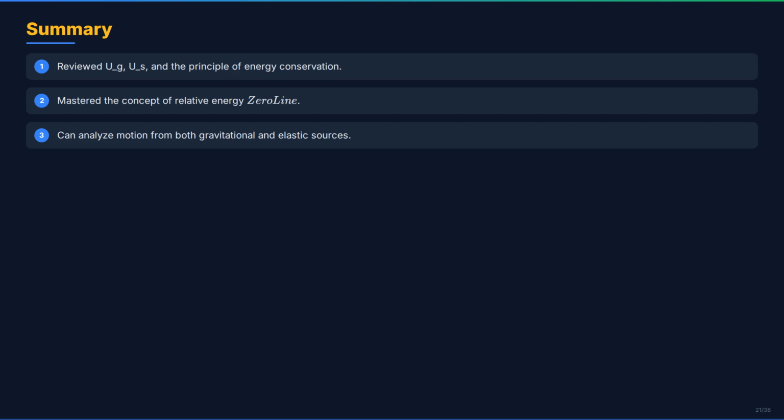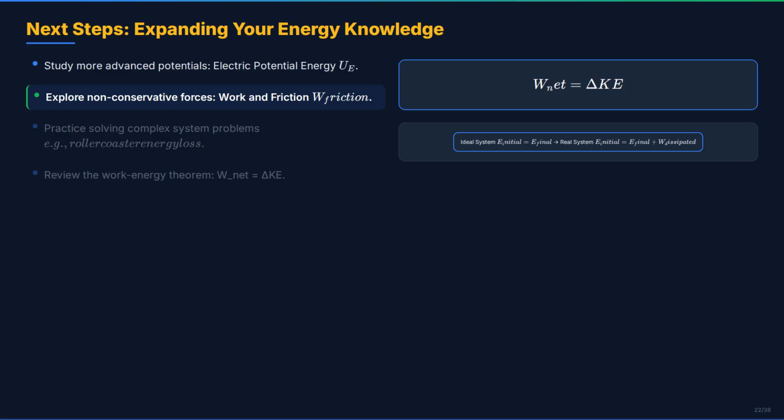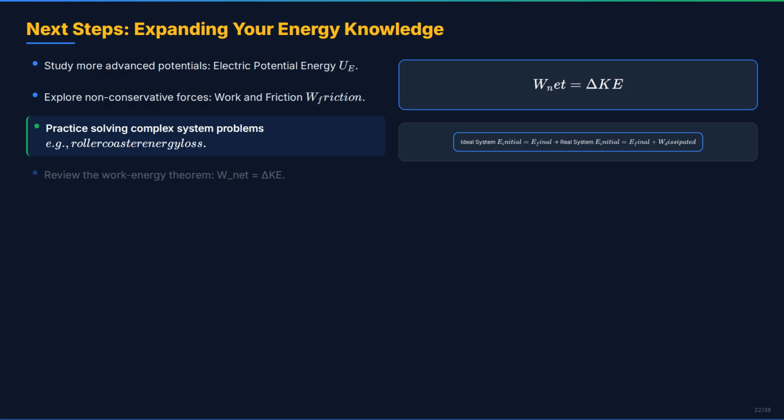Great work, everyone. To deepen your understanding, the next natural step is to look at electric potential energy. Just like gravity, electric forces store energy based on distance. We also need to tackle non-conservative forces, particularly friction. These forces introduce energy loss, which is crucial for real-world accuracy. I highly recommend tackling more problems that involve both u_g and u_s, and where friction is present. This is where the full power of energy accounting comes into play.